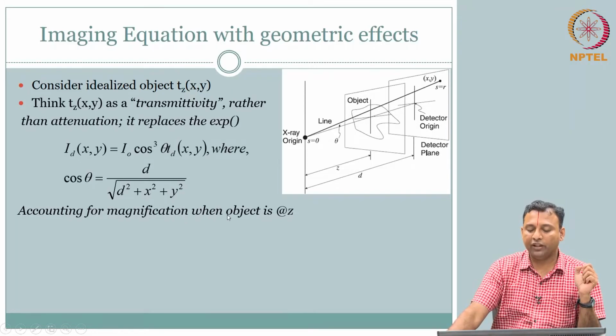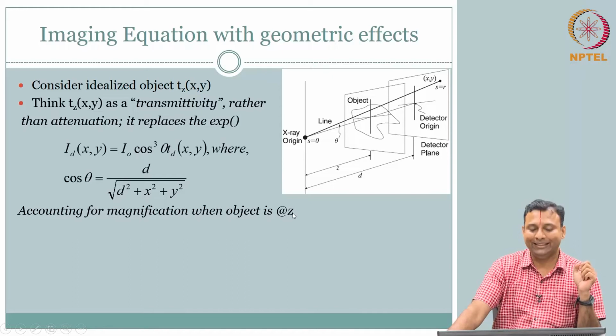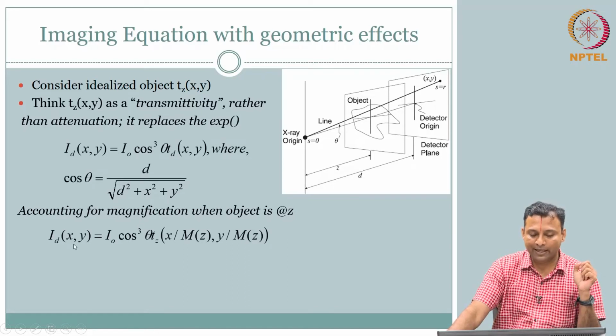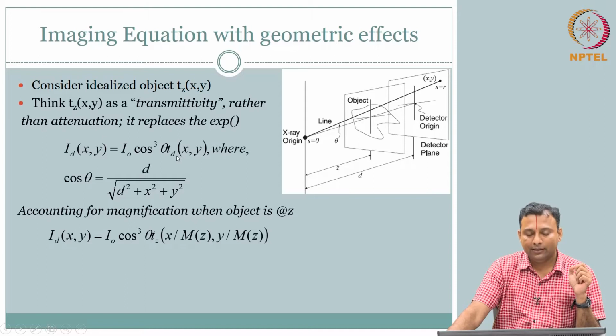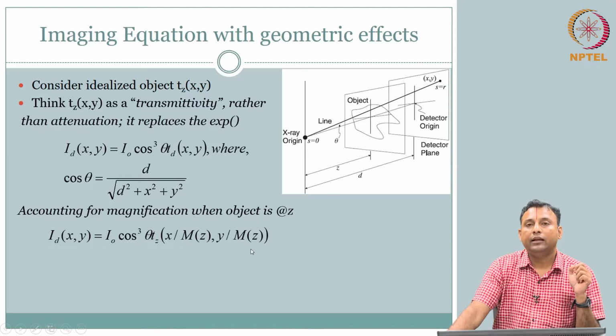So account for magnification when the object is at z, we can upgrade the equation to I_D(x, y) = I naught cos cubed theta. Instead of t(x, y), we are writing it as t(z). What you see at the detector is whatever is there at the z location, the object t(z). So what you see at the detector is a magnified version of what is there at location z.